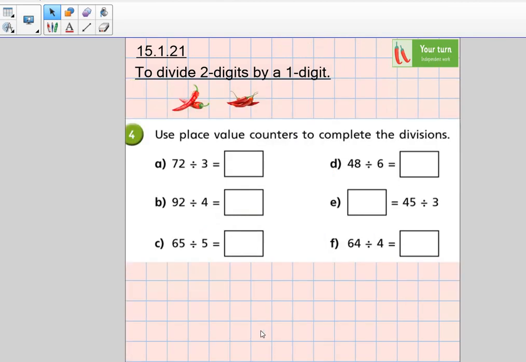Question 4 is for Chilly 2 and 3. It says use place value counters to complete the following divisions. 72 divided by 3, 92 divided by 4, 65 divided by 5, 48 divided by 6, 45 divided by 3, 64 divided by 4. Pause the video and have a go now.